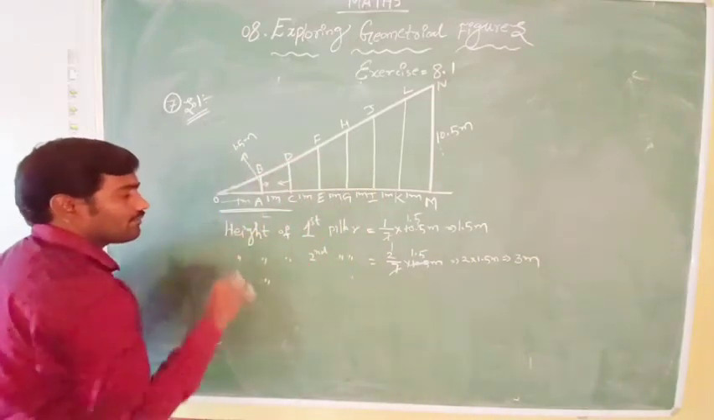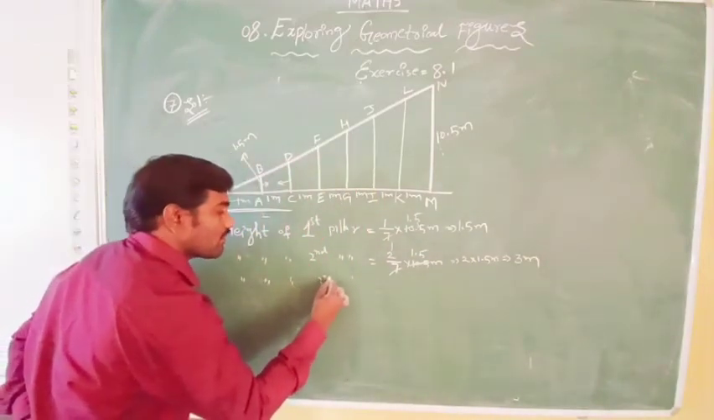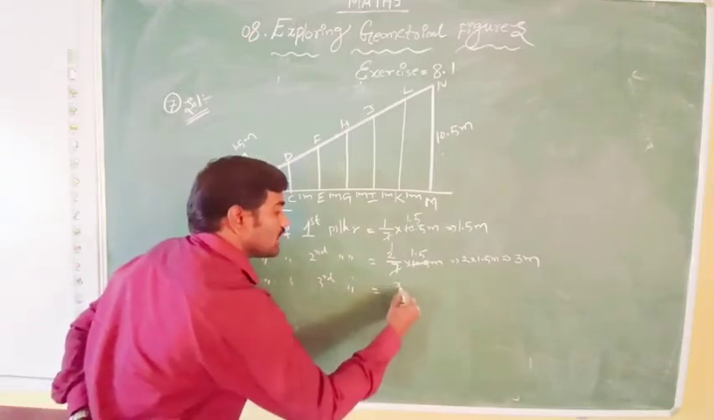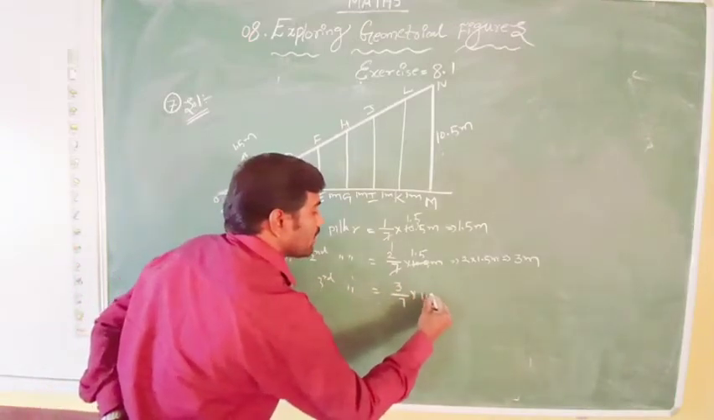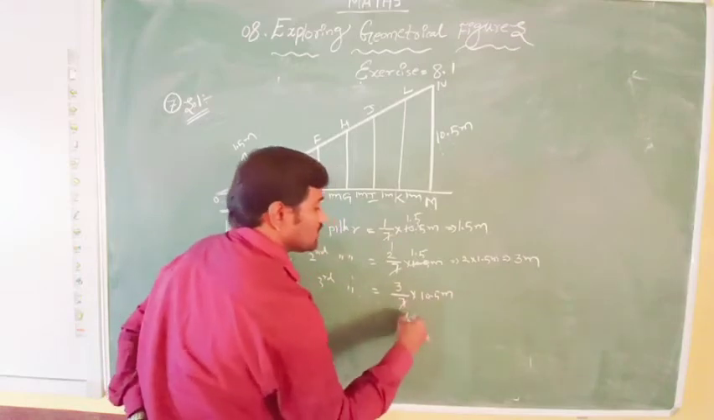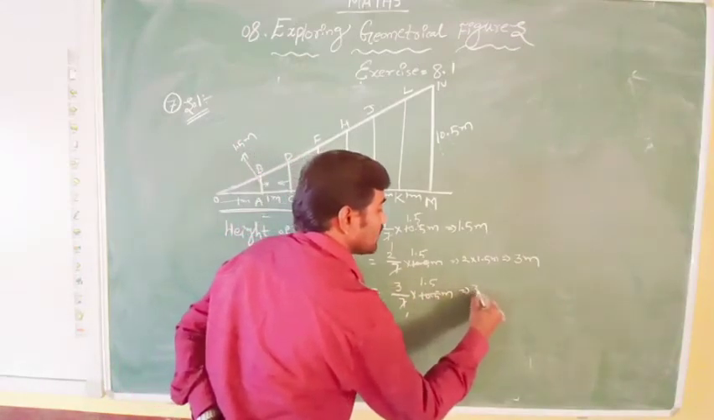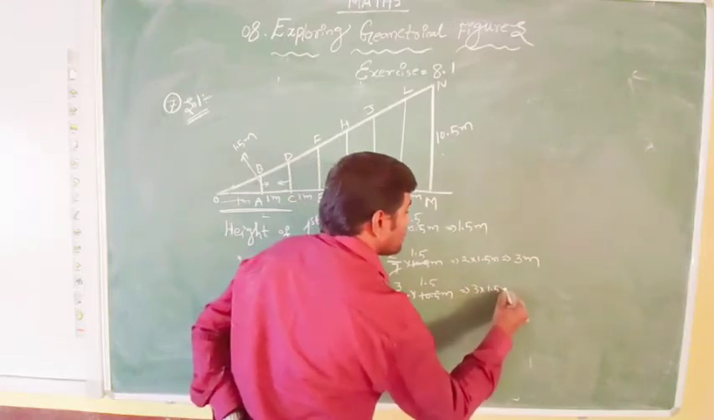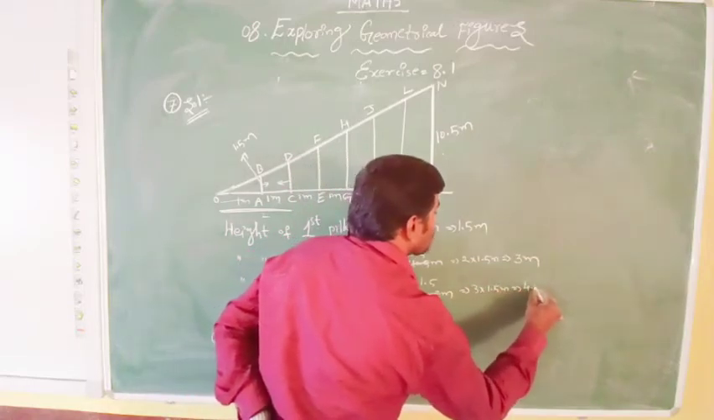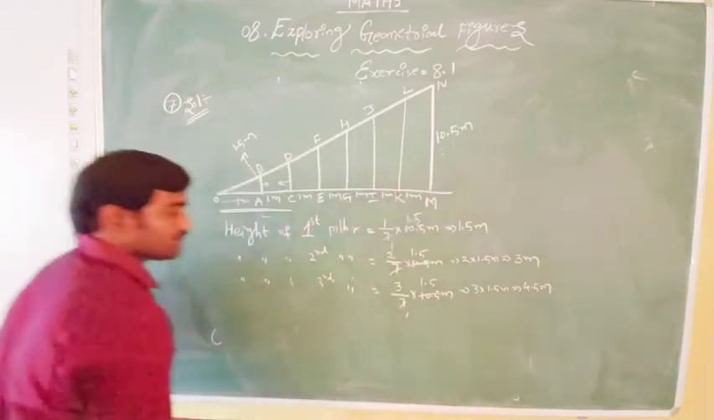Then the height of the third pillar, same again, 3 by 7 into 10.5 meters. 7 ones are 7, 1.5 are. Hence you get here 3 into 1.5 meters, that equals 4.5 meters.